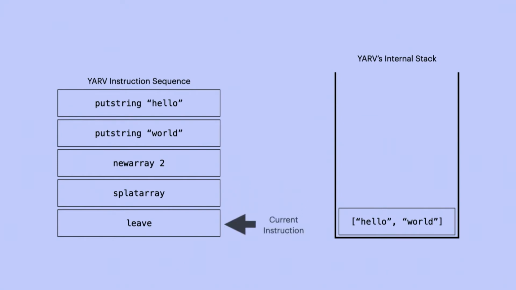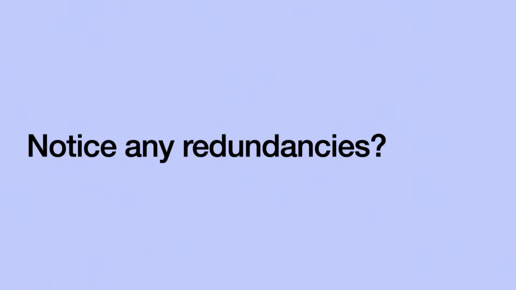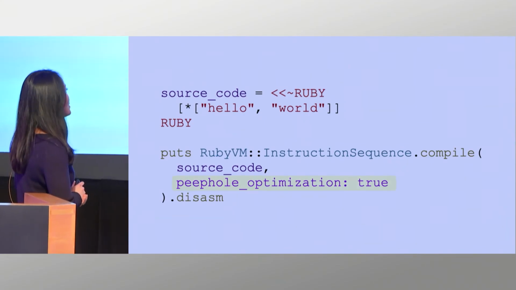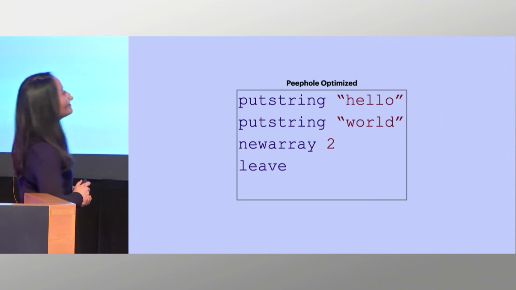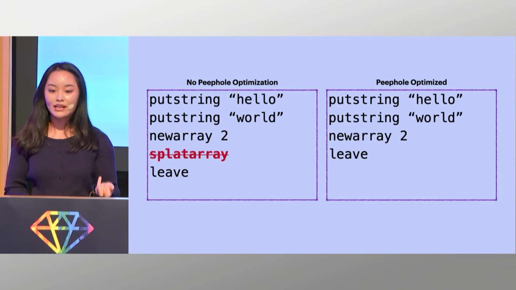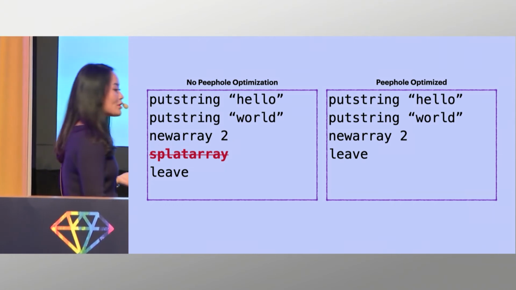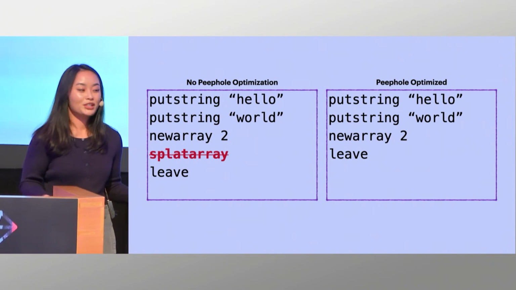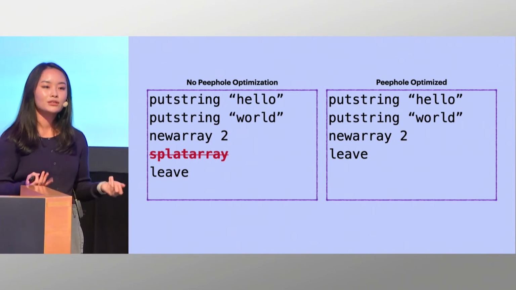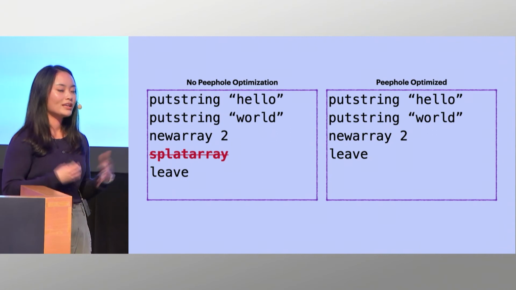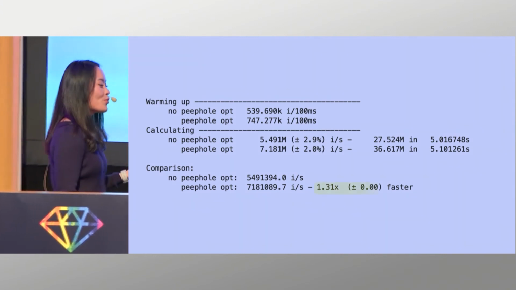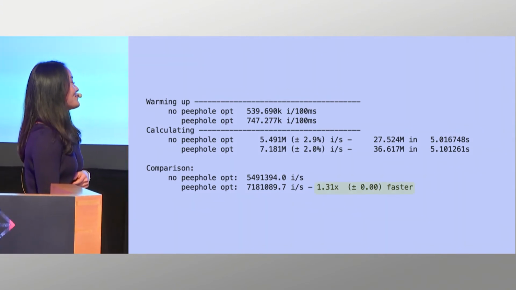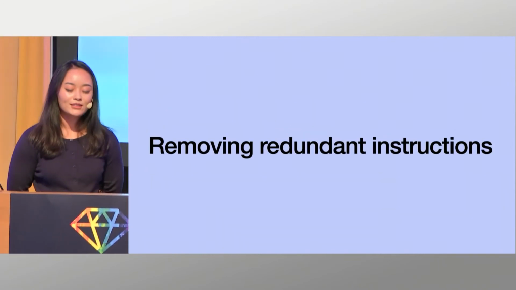I want you to take a second to see if you notice any redundancies. And then let's take a look at how Ruby would optimize this with peephole optimization turned on. And this is the output. Essentially, you can see that we actually don't have splat array anymore. The reason is because we don't need splat array, because we know that new array 2 always puts an array onto the stack, and so we can save on one instruction. I did a micro benchmark on this. It is 1.31 times faster. All right, so on to the next example.